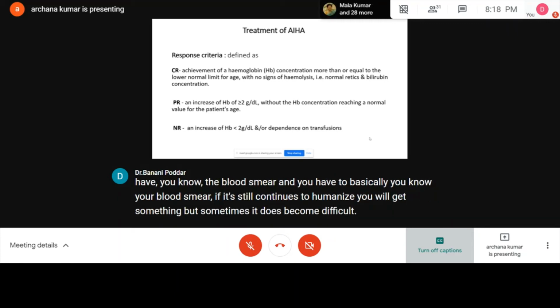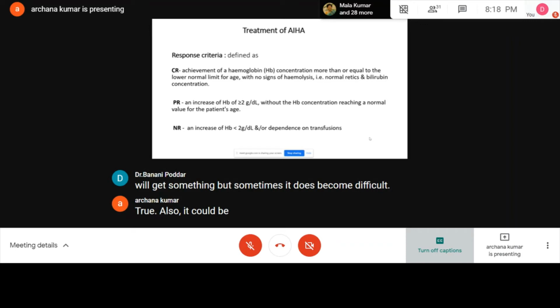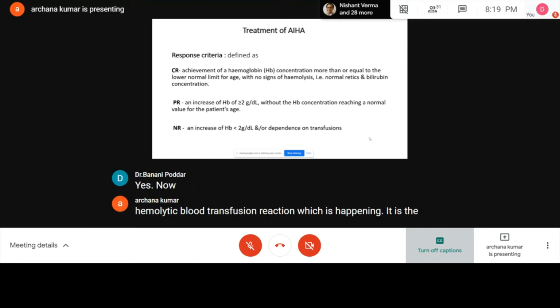Also, it could be confused with the hemolytic blood transfusion reaction. Correct. So you do not know whether it is a hemolytic blood transfusion reaction which is happening, or it is the autoimmune hemolytic anemia. Yeah, absolutely. Okay, so this may be a complicating factor also.